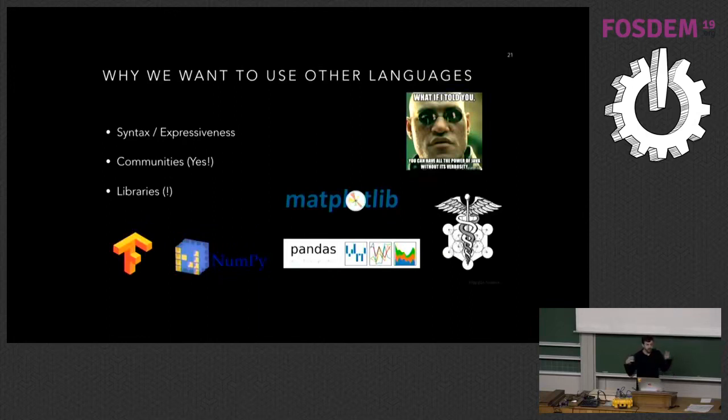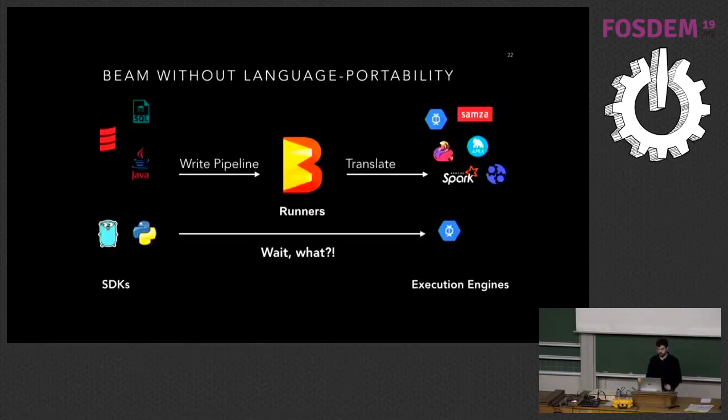Why would we use other languages? Well, it's kind of clear, I guess. Syntax and expressive communities are a big point, because there are a lot of people who simply don't like Java for various reasons, which I can understand. I mean, I really like Java, but it's okay. But we also have a lot of libraries, which is an important factor. TensorFlow, for example, is a really huge library which is simply not available in Java. So that's a good reason to use Python.